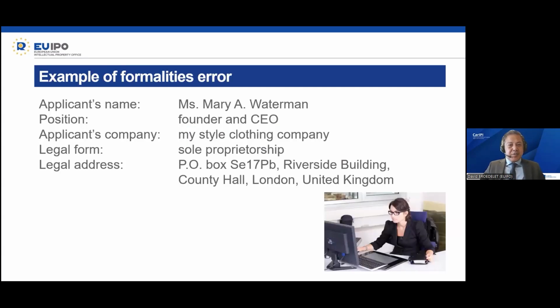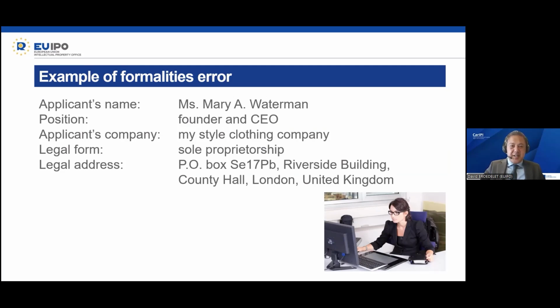Here I have an example of what we could have as a formality error. This is an invented example, of course. The applicant's name is Miss Mary A. Waterman. She describes herself as a founder and CEO. The applicant's company is called My Style Clothing Company. The legal form is sole proprietorship. And she has put the legal address being P.O. Box SE17PB, Riverside Building in London, United Kingdom.